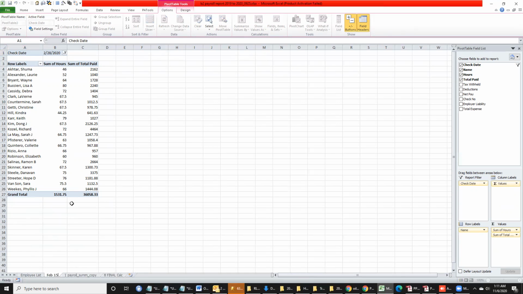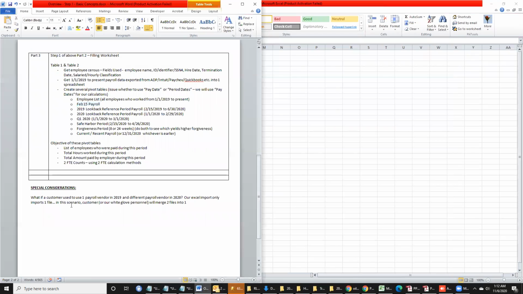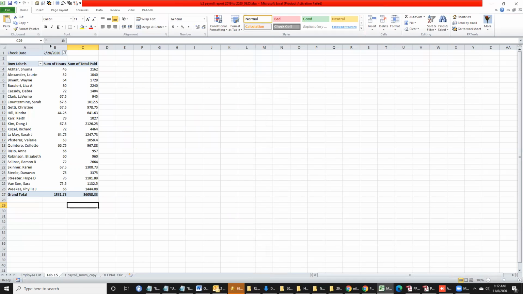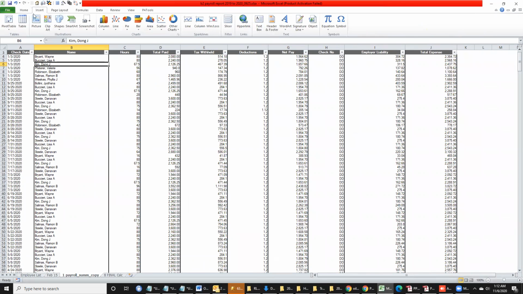Let me create one more, slightly more complex. So there are two different reference look back periods. One is 2/15 to 6/30. By the way, this is supposed to be 2019. And January 1 to 2/29, 2020. So let me create a pivot table for the 2020 look back reference period. What does it look like? So I go back there, go to my payroll, insert, pivot.